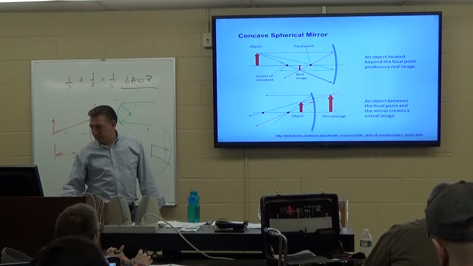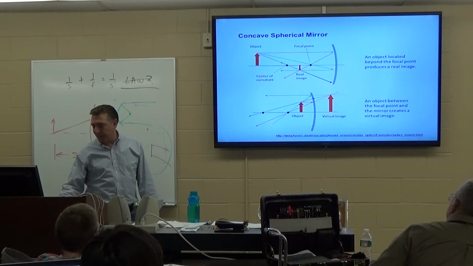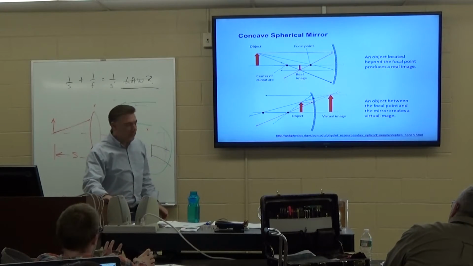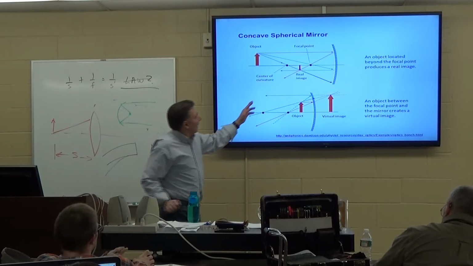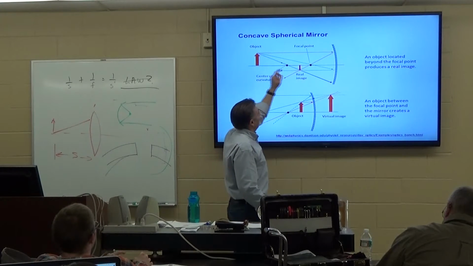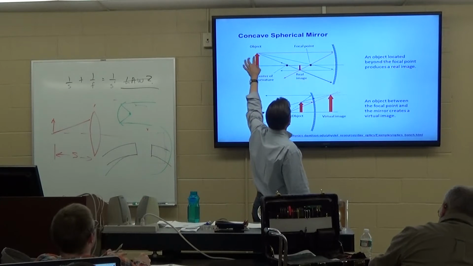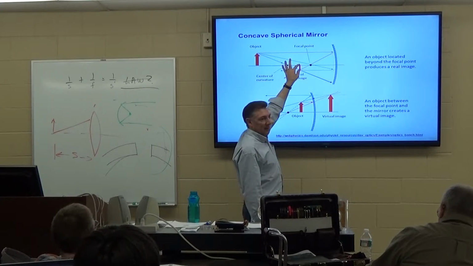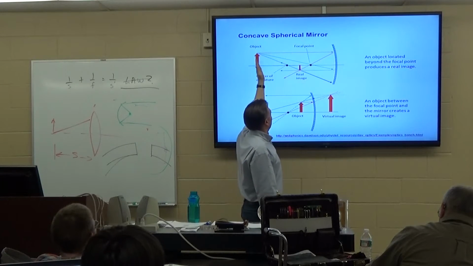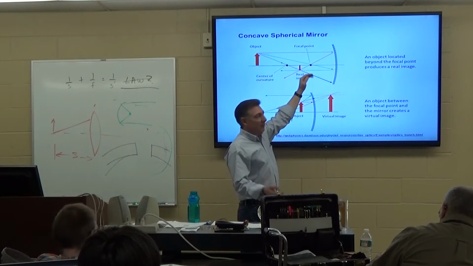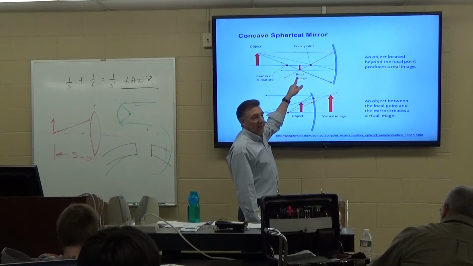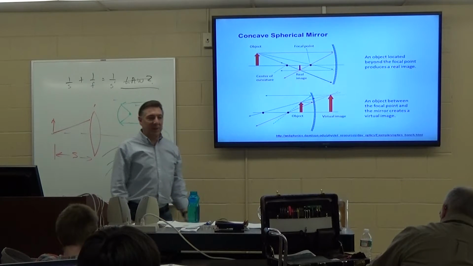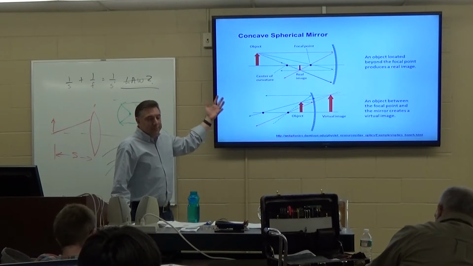Let me skip over this for a second. This is just a ray tracing version of that. You can do a ray tracing of a concave mirror also. This shows that if I put an object out here somewhere, and this is the focal point, light's going to come in, reflect off the mirror, and form a real image to the left of the mirror. Depending on where this object is, according to the thin lens equation, it's going to determine what the size of this is.